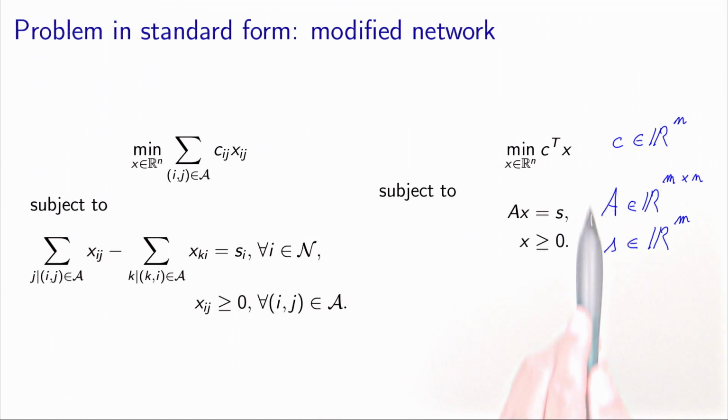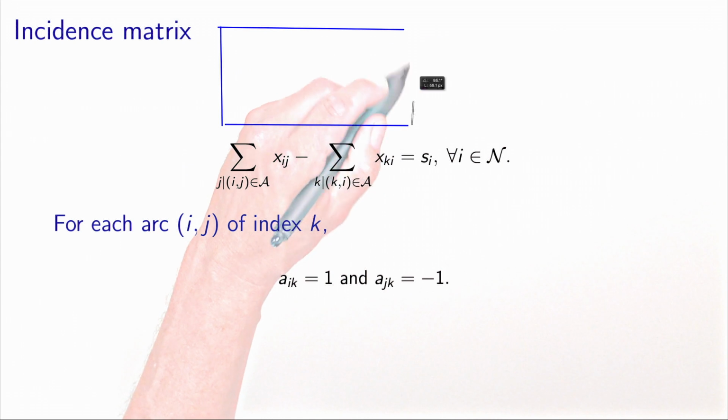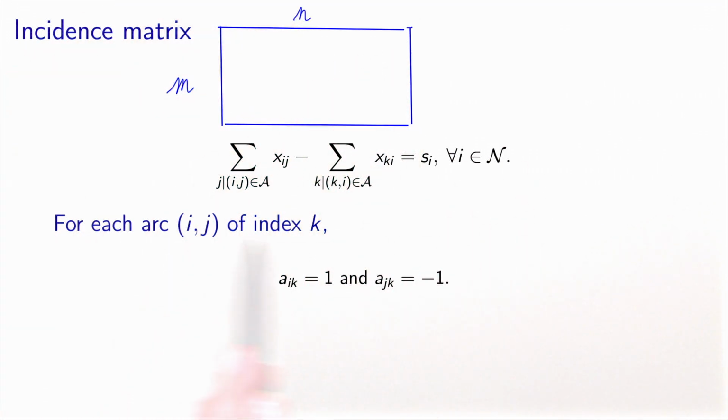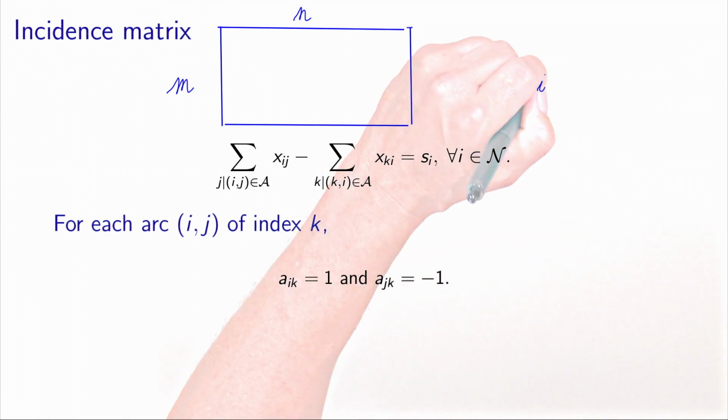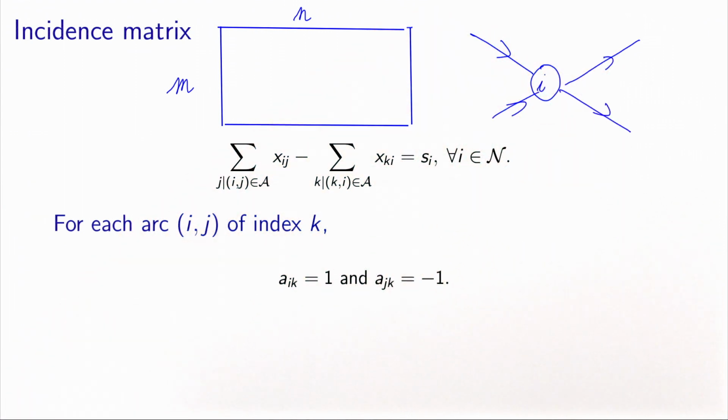The matrix A here has a very specific structure. This is called the incidence matrix. Because of the form of the constraints, each row corresponds to one of these constraints, and this represents the flow conservation constraint. So we have a node I. For each node I, the first term is the sum of the flows going out of I, and the second term is the sum of flows entering I.